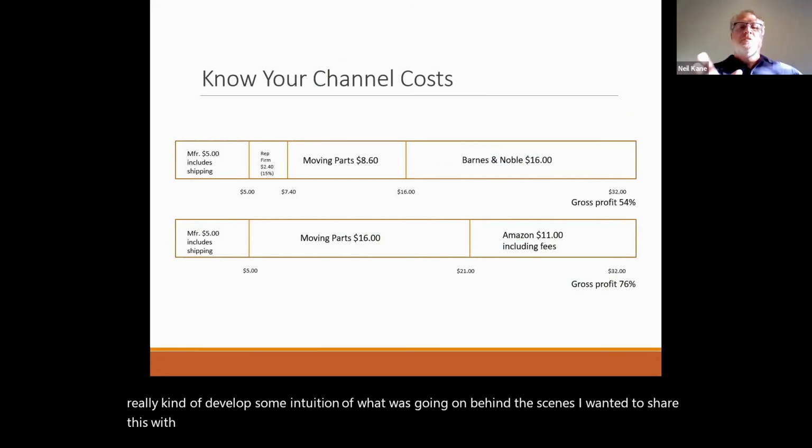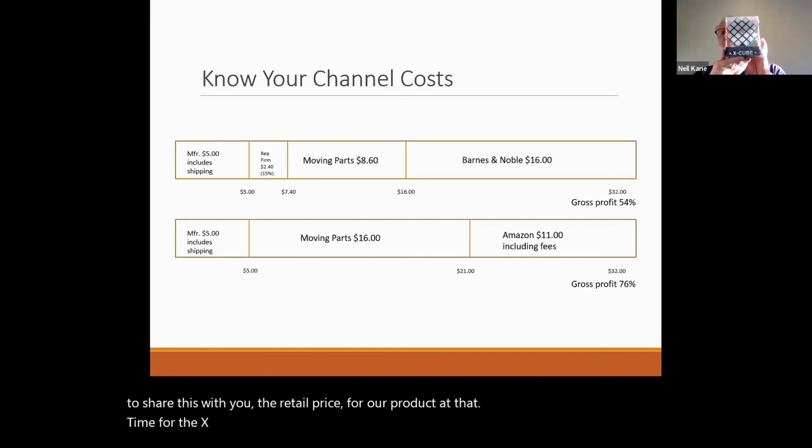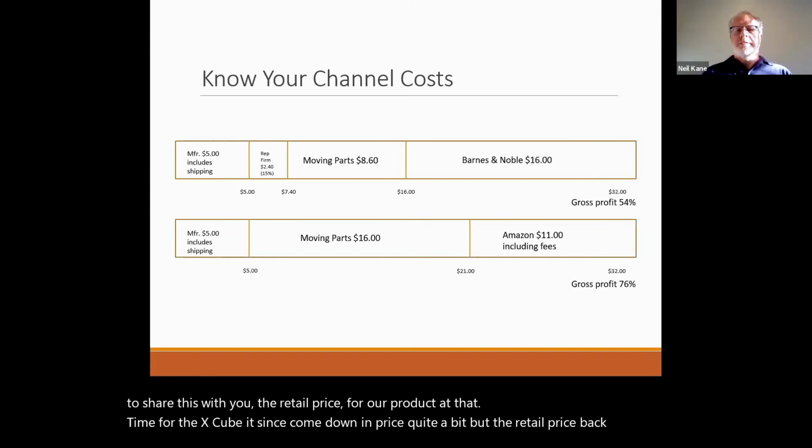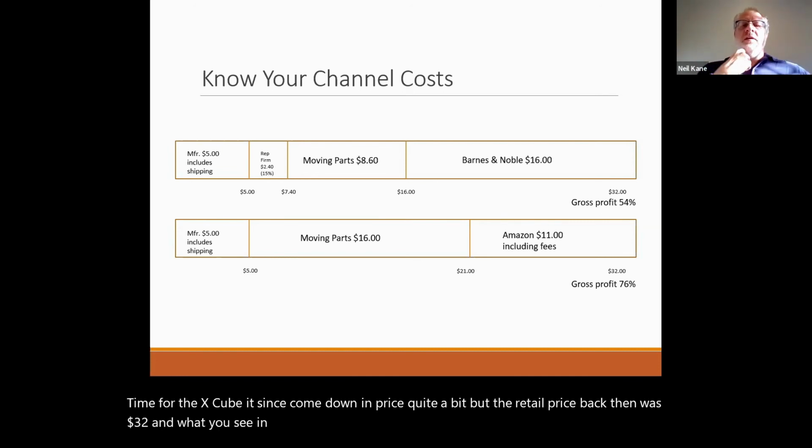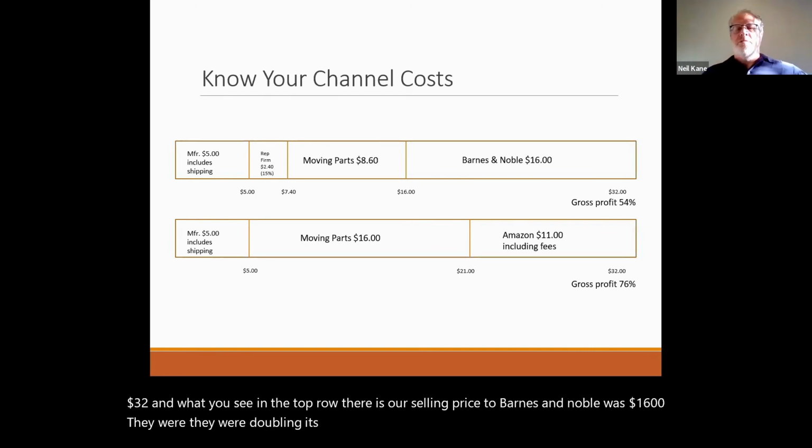The retail price for our product at the time, for the X Cube, it's since come down in price quite a bit, but the retail price back then was $32. And what you see in the top row there is our selling price to Barnes & Noble was $16. They were doubling its price and selling it for $32.